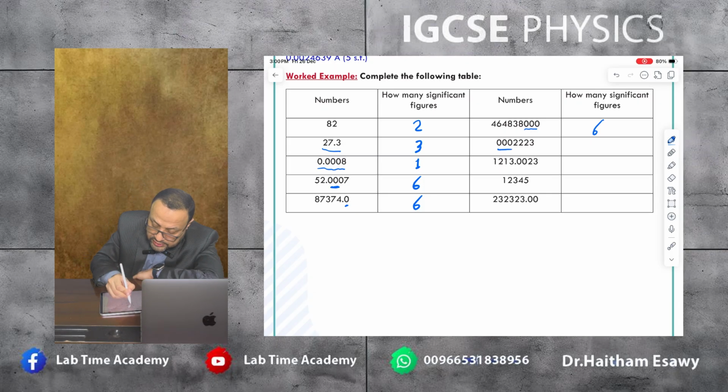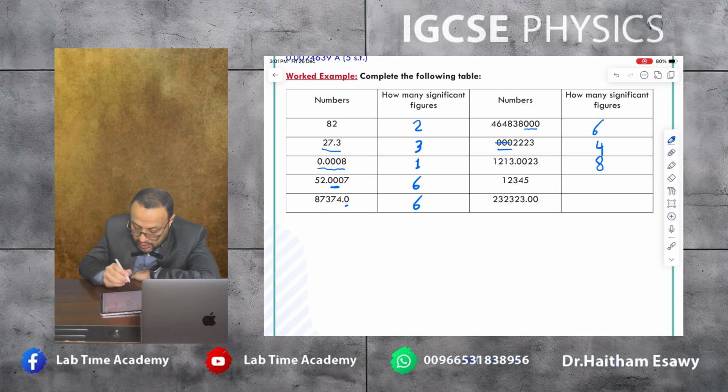Zeros on the left, you will not count them. So we have 1, 2, 3, 4. Here 1, 2, 3, 4, 5, 6, 7, 8. So we have 8 significant figures. 1, 2, 3, 4, 5, 5 significant figures. Here we have a decimal and we have trailing zeros, so you have to count them. So we have 1, 2, 3, 4, 5, 6, 7, 8. So we have 8 significant figures. Okay.